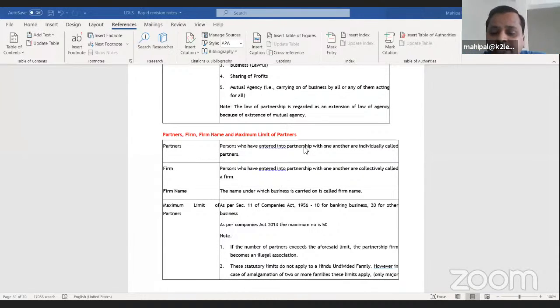Individually, in a partnership firm, each person is called a partner. Persons who have entered into partnership with one another are collectively called a firm, and the name under which the business is carried on is called the firm name. The maximum limit as per the Companies Act 1956 is 10 in banking and 20 in non-banking. As per the Companies Act, it should not exceed 50. If the number exceeds 50, it will become an illegal association.